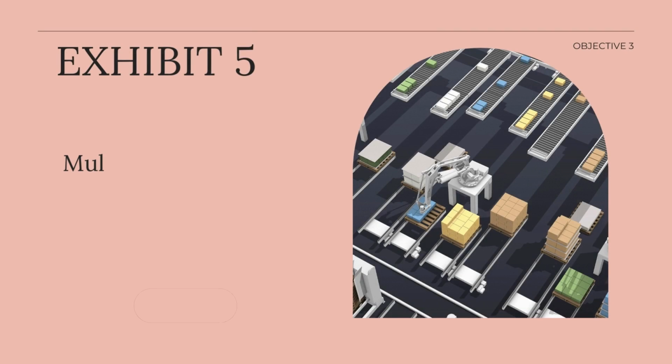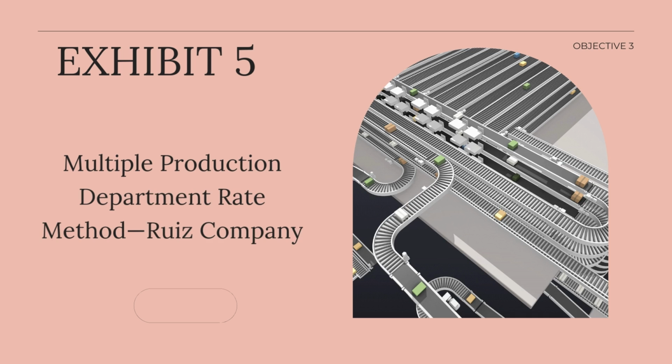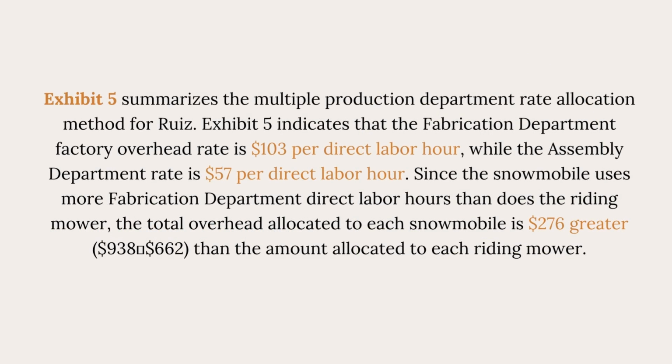Okay, so to summarize, let's see exhibit number 5. Exhibit number 5 summarizes the multiple production department rate allocation method for Ruiz Company. It indicates that the fabrication department factory overhead rate is $103 per direct labor hour, while the assembly department rate is $57 per direct labor hour. Since the snowmobile uses more fabrication department direct labor hours than the riding mower, the total overhead allocated to each snowmobile is $206 greater.